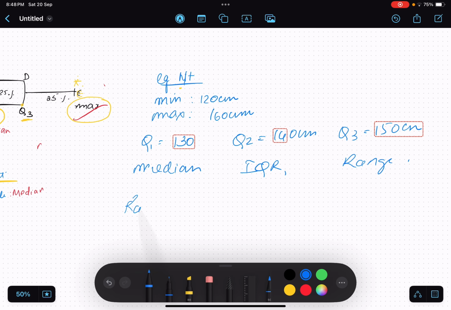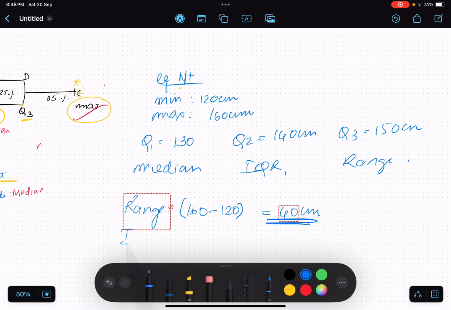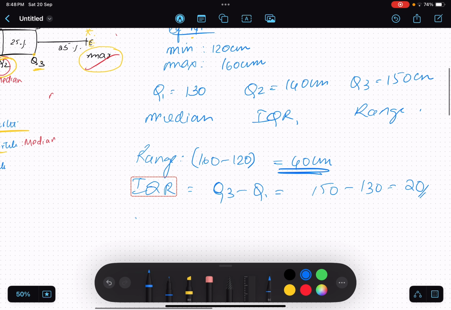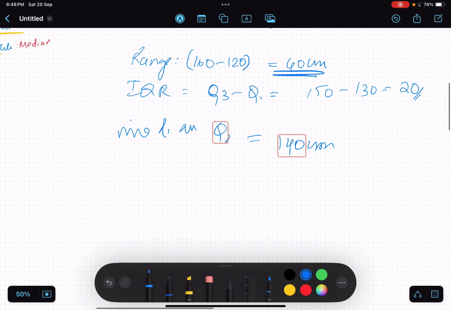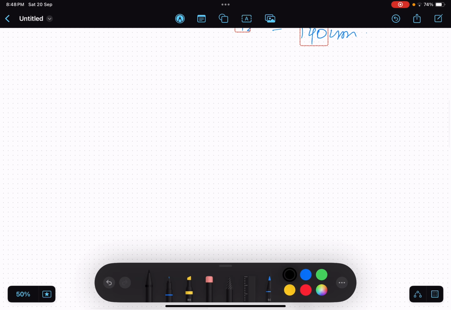So how will you find range? It is maximum minus minimum. 160 minus 120 is equal to 40 centimeter is the range. You can find interquartile range by q3 minus q1, that is 150 minus 130, that is 20. And you can also find median, that is nothing but q2, that is equal to 140 centimeter. This is about it.